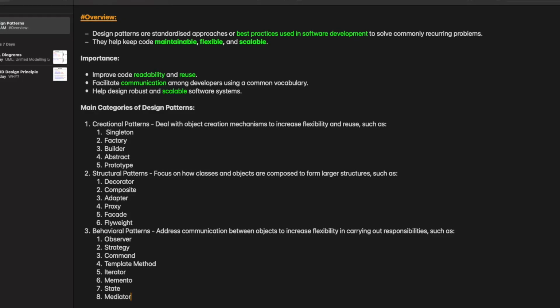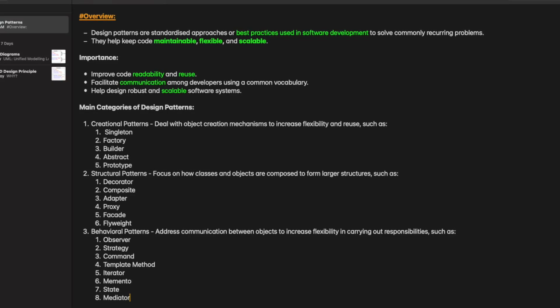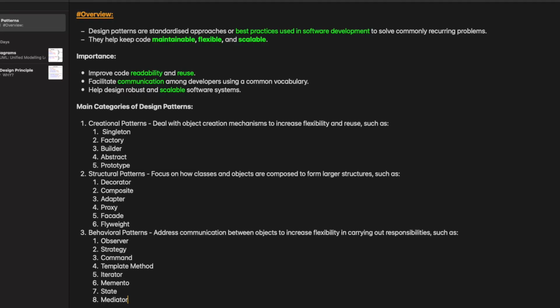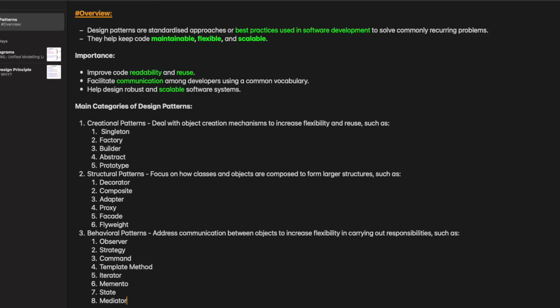Now there is the behavioral design pattern. Basically these address communication between objects to increase flexibility in carrying out responsibilities. And a few examples of these are the observer, strategy, and command patterns.